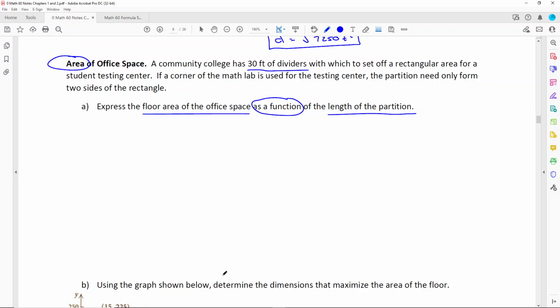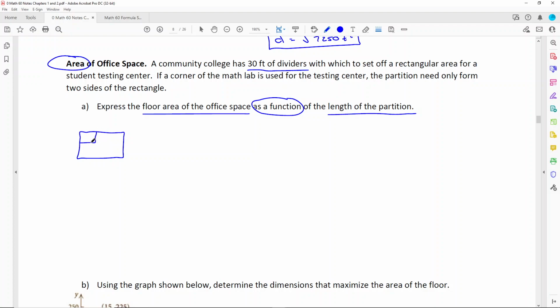So we're trying to come up with an equation of area as a function of length. But we have to figure out what we're going to use for variables and how we're going to express it. The first thing you have to realize, and I had to actually look at the book picture because I was like, what are they saying? What they're saying is they're going to partition off a corner of a room. So you are going to have two walls on two sides, and then your partitions or your dividers are going to make up the other two walls.